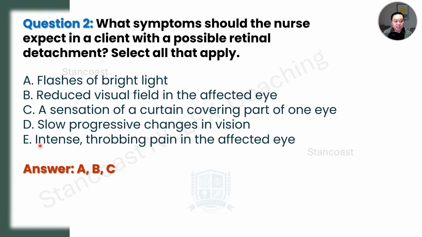Now, if you selected letter E, intense throbbing pain in the affected eye, the retinal detachment is usually painless. So the throbbing pain is making this statement incorrect. This could be a sign or a symptom of a possible infection, or it could be the closed angle glaucoma. Okay.